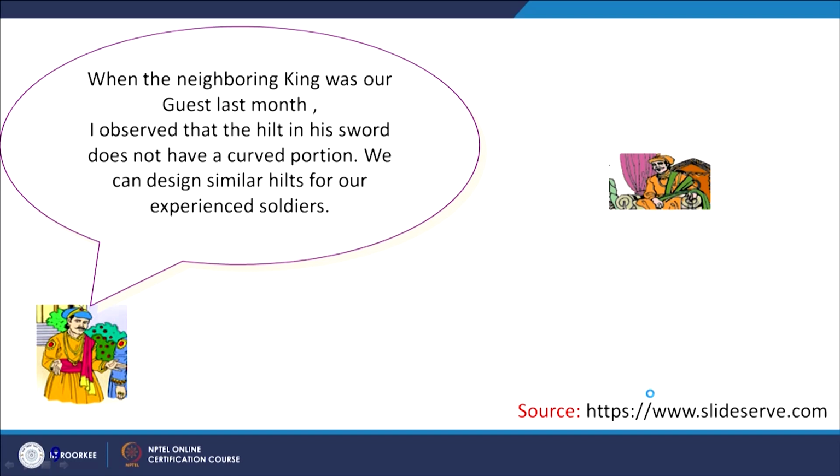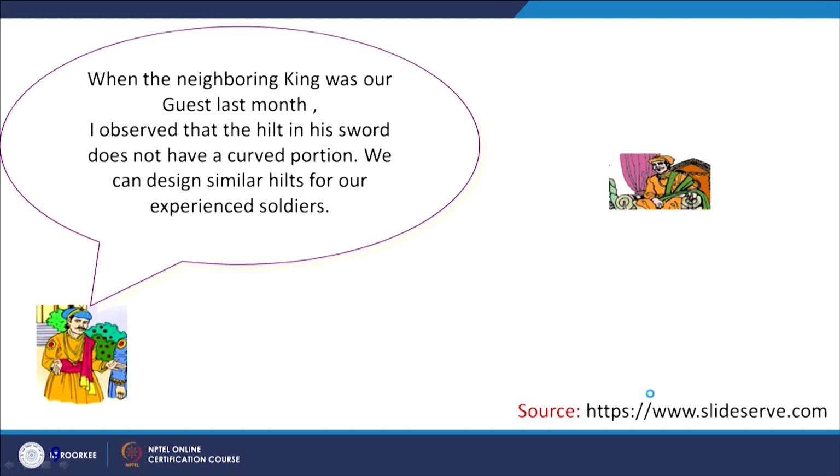So, two ideas we have seen here. First, we must try to reduce the number of components in the hilt. The second is we must not design specific fasteners, we must focus on the standard rivets which are being used in the daggers. Now, the third is when the neighboring king, maybe the king had a guest from a neighboring kingdom. So, the neighboring king was our guest last month.